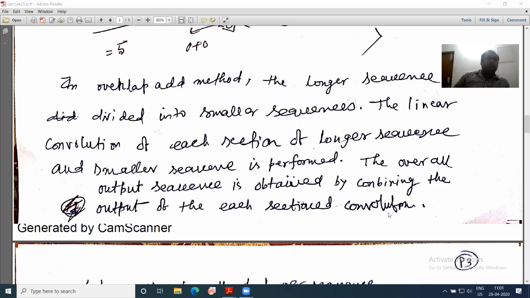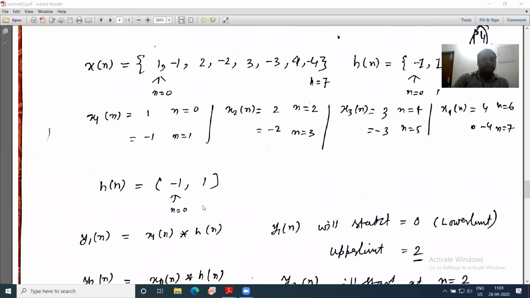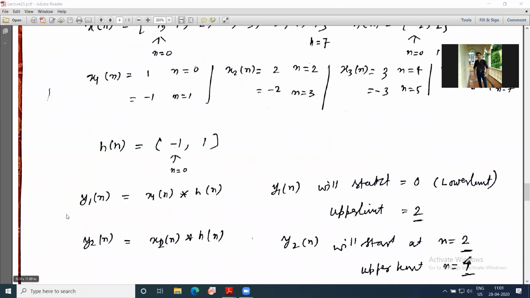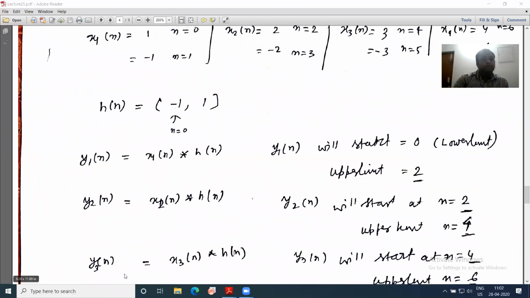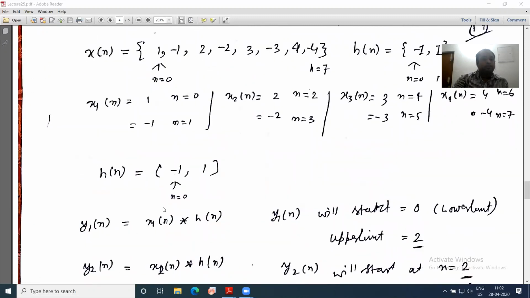What does that mean? Each section, this is one section, this is one section, this is one section, this is one section corresponding to this longer sequence. Now we have to convolve h of n with each section x1 of n, x2 of n, x3 of n, and x4 of n. Then we will get 4 results, y1 of n, y2 of n, y3 of n, y4 of n. x1 of n convolved with h of n, I have got y1 of n.